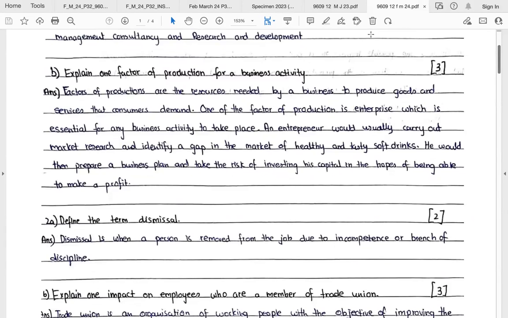Factors of production are the resources needed for the business to produce goods and services that consumers demand. One of the factors of production is enterprise, which is essential for any business activity to take place. Okay. An entrepreneur would usually carry out market research and identify a gap in the market of healthy and tasty soft drinks. Perfect. He would then prepare a business plan and take the risk of investing his capital in the hopes of being able to make profit. Perfect. 3 out of 3.